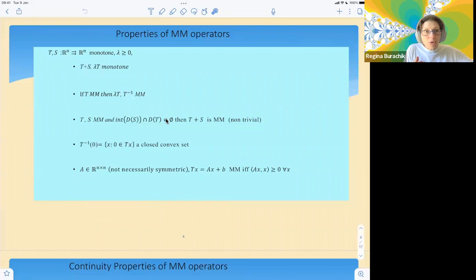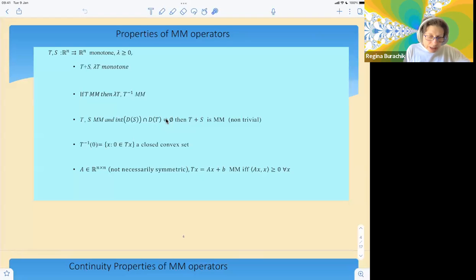And when these two sets are closed, the Minkowski sum is not necessarily going to be closed, right? So this is somehow behind the non-triviality of this conclusion. But I don't want to get too technical. So if you are in Rn, then when you have a maximally monotone operator T, then a non-negative multiple will be maximally monotone, and the inverse will also be maximally monotone.